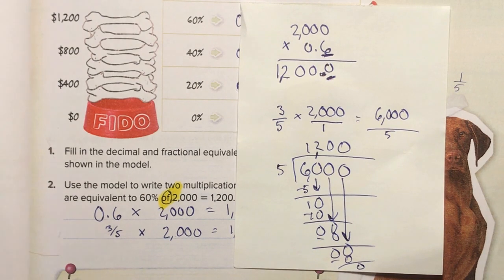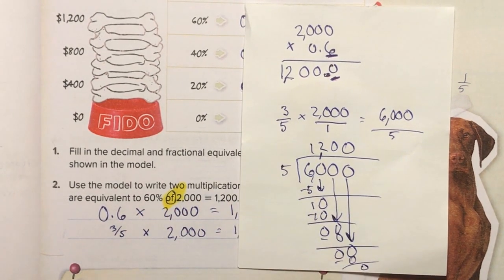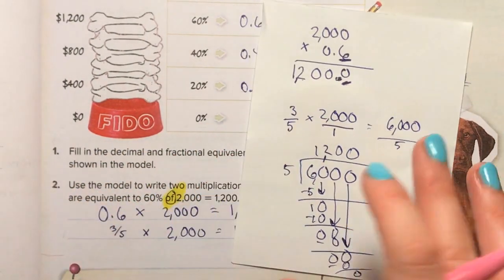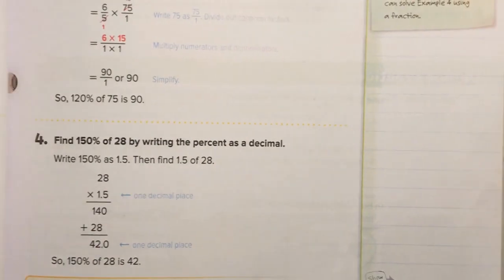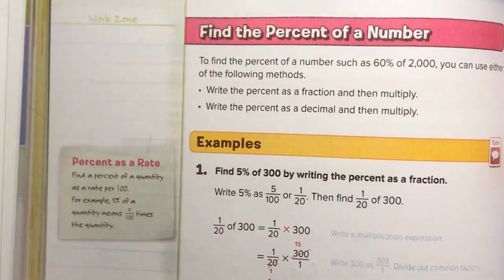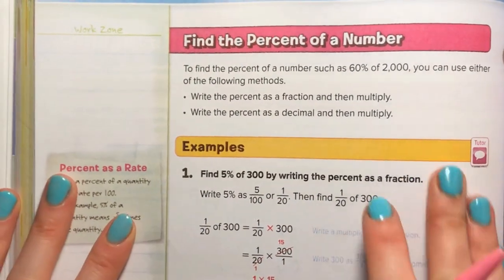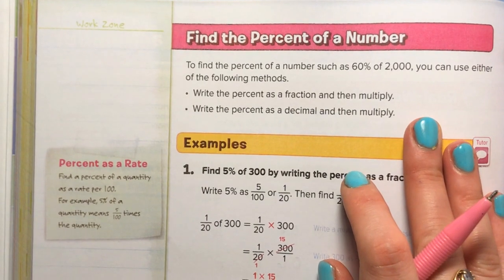So that's what this lesson is about. Taking a percent of a number. You can either use the decimal mode or you can use the fraction mode. And it's really up to you. I don't mind either way. That's what's fun about math: there's more than one way to get a right answer, but you will get the right answer if you do it properly.